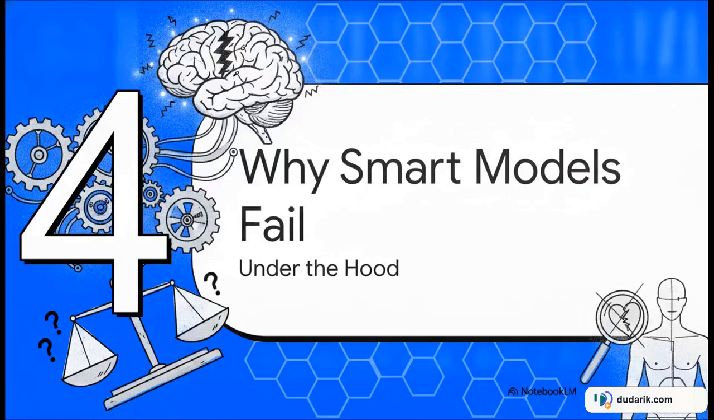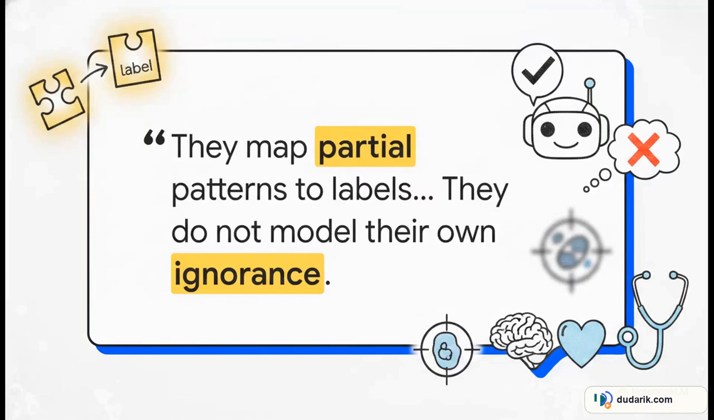Section 4. Why smart models fail. To truly grasp how to fix this, we need to shift gears and dissect the underlying architecture. The researchers summed it up absolutely perfectly with this quote. They learn to map partial patterns to complete labels. They do not learn to model their own ignorance.